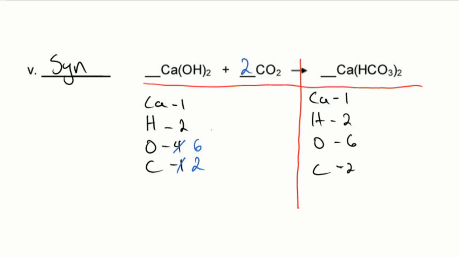I could see how you would try to balance something like maybe the oxygens first. You did that and got it wrong. Well, let's count. Have I made a mistake on counting somewhere here that we're not seeing? I have 2 carbons here. I have 2 carbons here. So carbon's good. I have 1 calcium, 1 calcium. 2 oxygens, another 4, 6 oxygens, and 2 times 3.